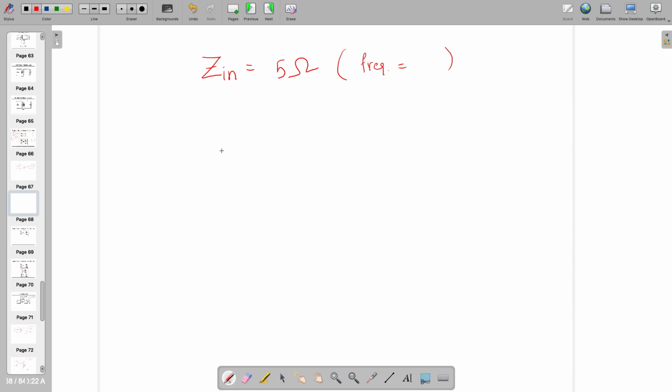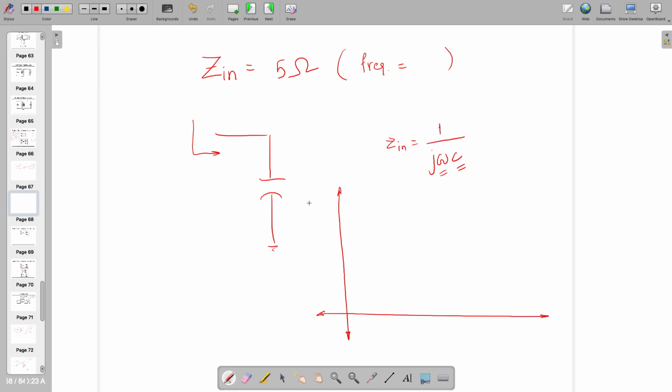Let's assume that you have a situation, this capacitor. How much is the impedance, by the way? If I'm looking into this, its impedance is 1 by j omega c, right? So 1 by j omega c. So c is fixed, but for a different value of frequency, the impedance profile will change, right?